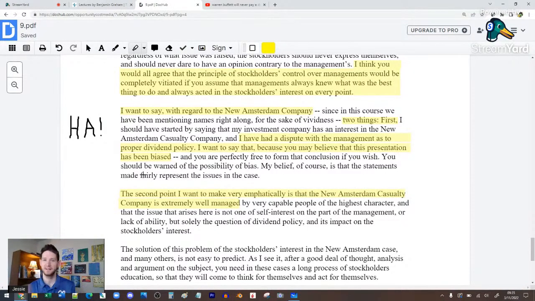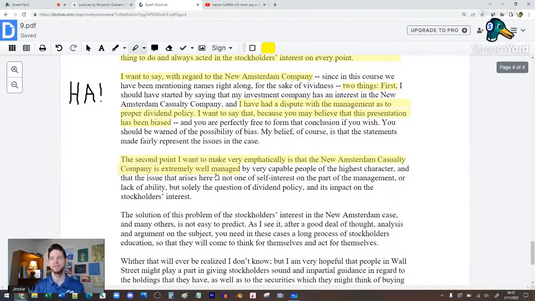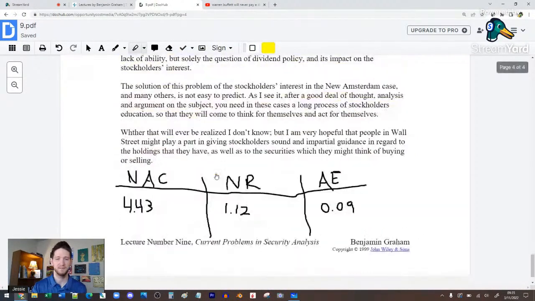But that's not exactly what he's doing, especially after we read the second point that he wants to make. And that is, very emphatically, that the New Amsterdam Casualty Company is extremely well managed. So he's not bashing on them by any means. It would be funny if he was, but he is not. He's just providing a vivid example, and that's what he wants to emphasize.